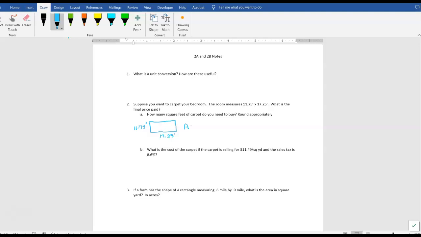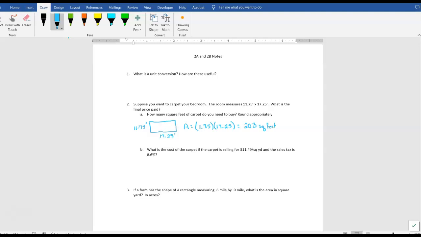And we know that the area is going to be the length times the width. Remember, with multiplication it does not matter which order we do it in. So I'm just going to take 11.75 times 17.25, and we end up with a little less than 203 square feet. But again, we need to round appropriately. If we round down, we're not going to have enough carpet. We need to make sure that we round up. So we need 203 square feet of carpet.